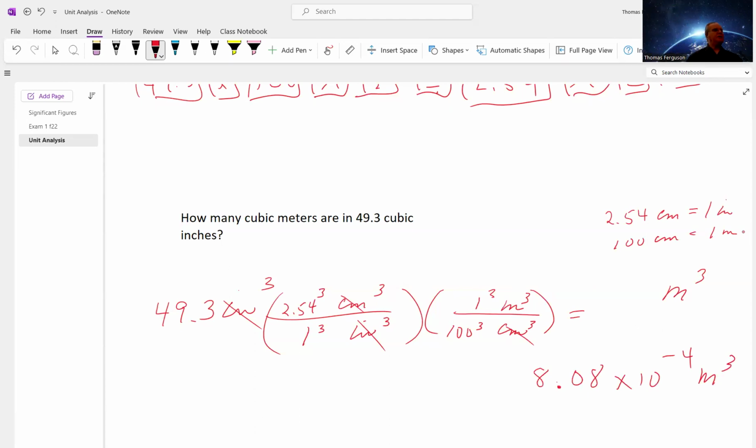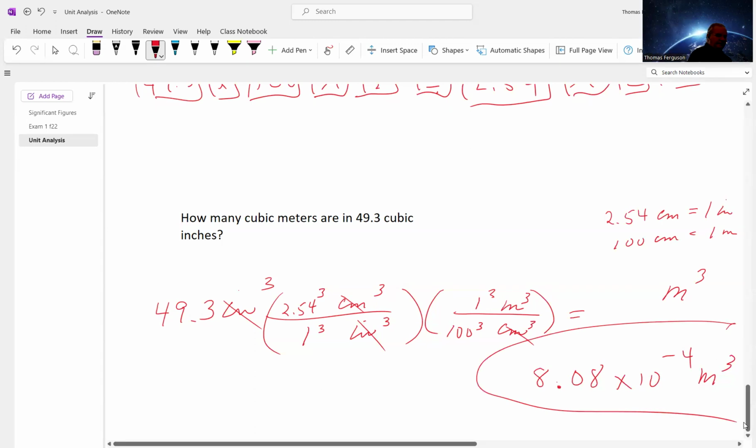Okay, so I got a really small number, which we should have. Now, there's two kinds of hard problems in Unit 1. One is area volume, which we just did. The other one is long conversions. We have multiple steps.